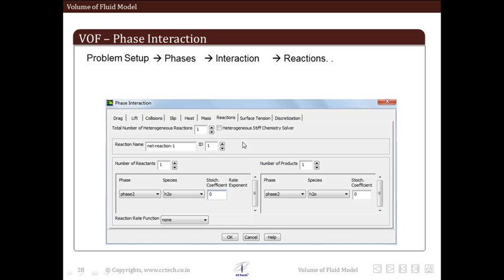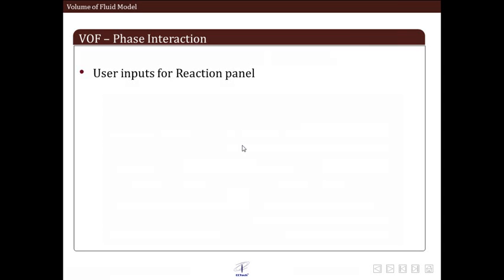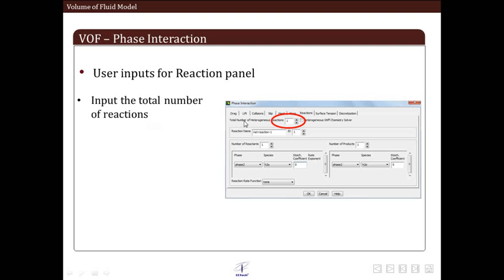Now we will see one by one what are the user inputs for setting up reactions under the phase interaction panel. First, we input the total number of reactions that we want to model. That is here. We can increase or decrease it. Then we give the reaction name, which is given here.